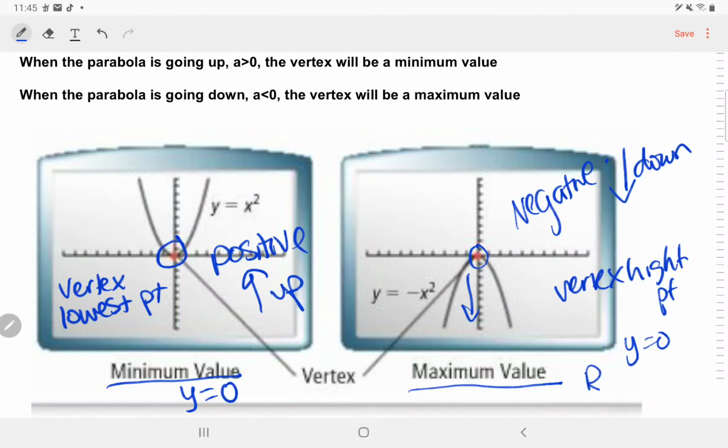So our range for these would be, the second one here, y is less than or equal to 0 because 0 is my highest point and it's going down to anything smaller than that. And on the first one, our range would be y is greater than or equal to 0 because 0 is the smallest value and it's going up to every number that is bigger.